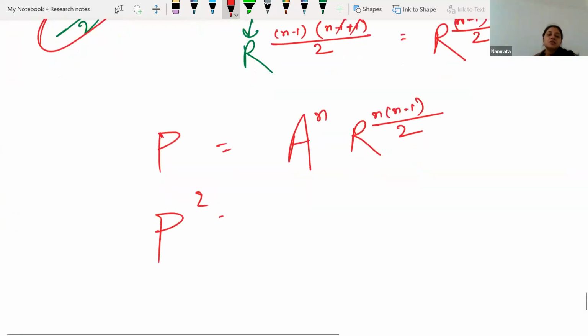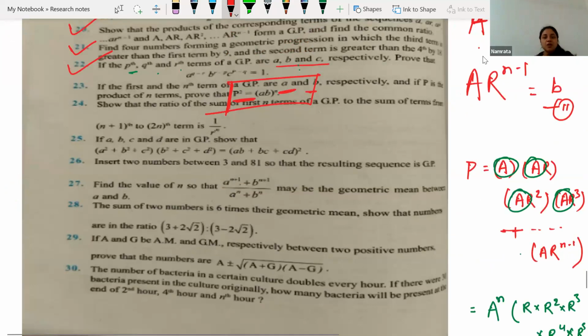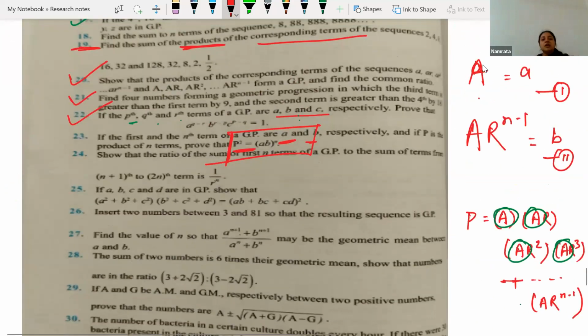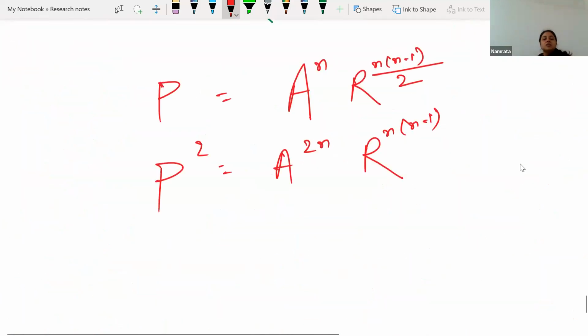P square means a to the power 2n, right? And for r also we will be squaring both the terms, yes or no? Yes, ma'am. So we will be having n into n minus 1. Now let's check, is it ab to the power something? So a is a only and b is ar to the power n minus 1.